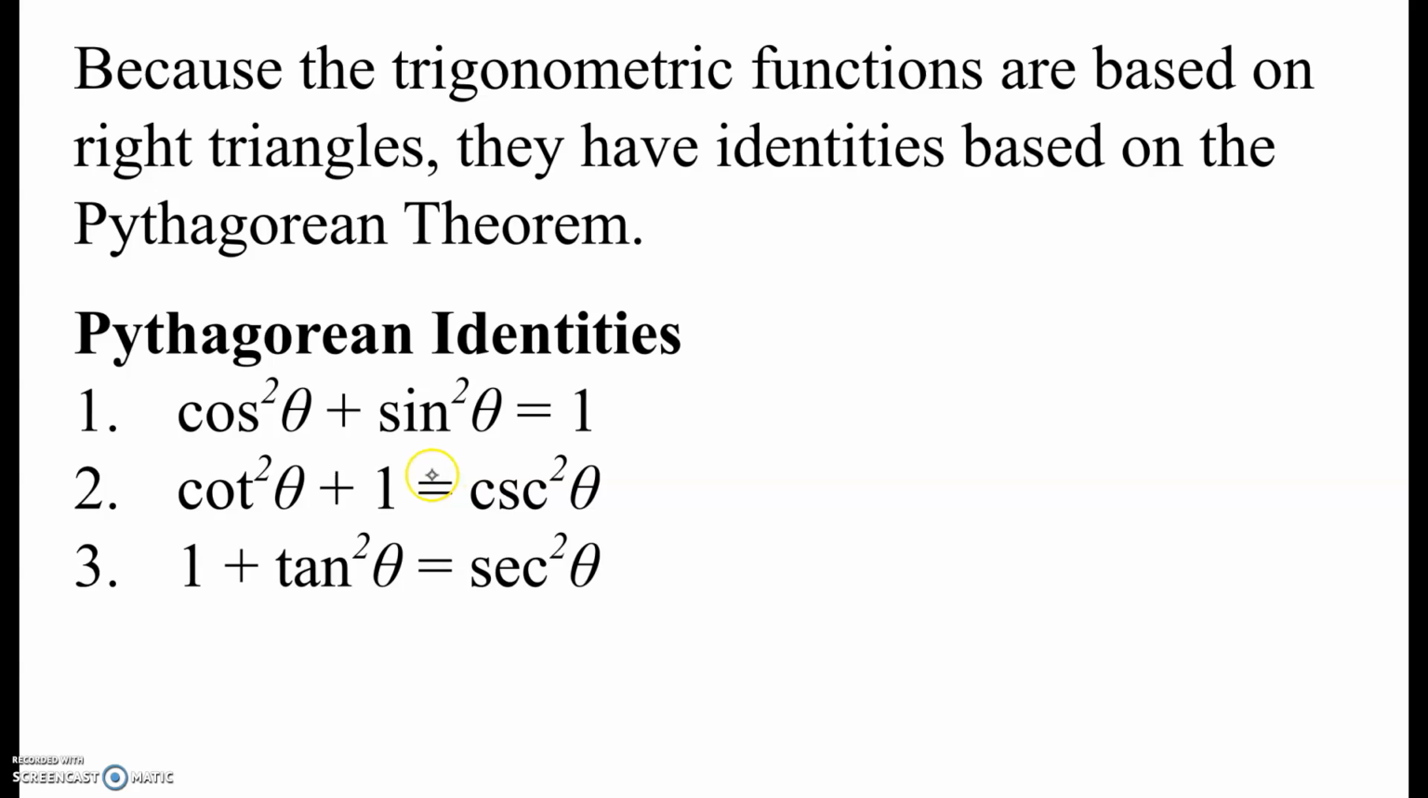If we took cosine squared plus sine squared equals 1 and divided everything by sine squared theta, we would get this second identity, which is cotangent squared plus 1 equals cosecant squared. And if we took the first identity and divided by cosine squared, we would get the third identity, which is 1 plus tangent squared theta is equal to secant squared theta.